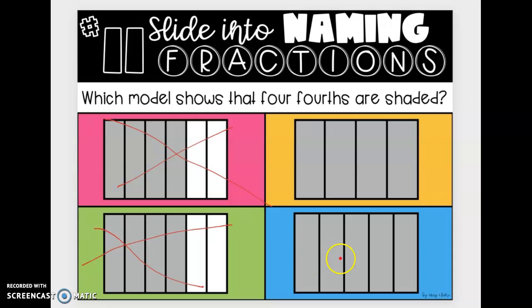Let's look at the last one. 1, 2, 3, 4, 5. Nope, we're still talking about fourths. So that can't be it. If it has 5 pieces, it's not broken up into fourths. So this must be it. Let's check ourselves. It has 1, 2, 3, 4 pieces, 4 equal shares, so it's broken up into fourths, and all 4 are shaded. 1, 2, 3, 4. Very good. So that's 4/4.